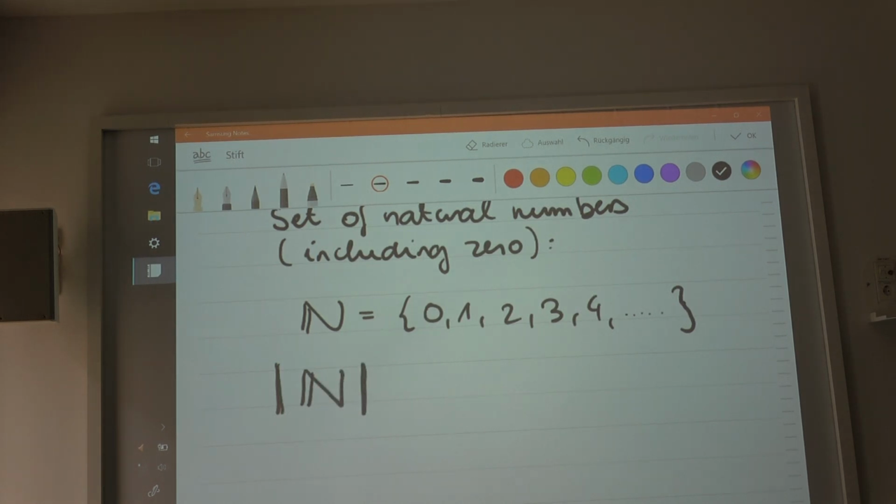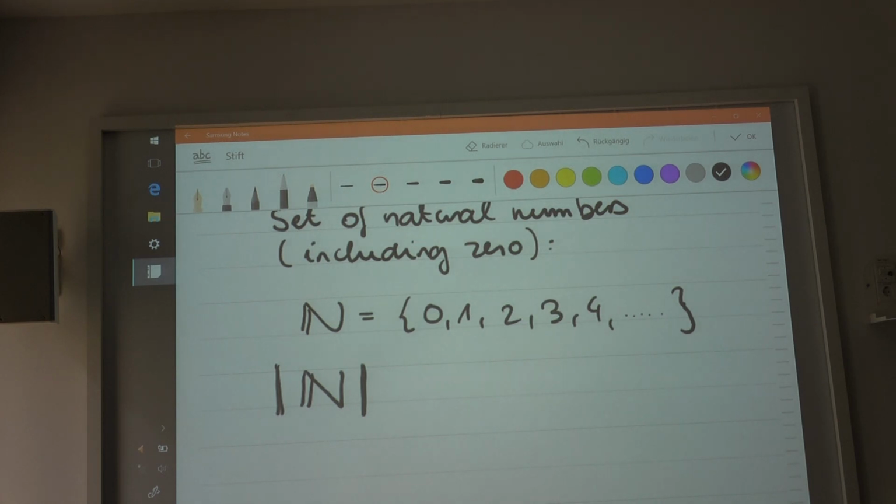Or, for instance, is the cardinality of the set of rational numbers, which, as you know, consists of all fractions, greater than that of the natural numbers? Now, what we do is we assign the cardinality of the set of natural numbers to be a certain letter from the Hebrew alphabet.